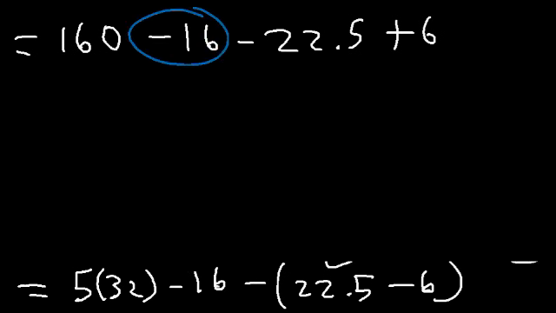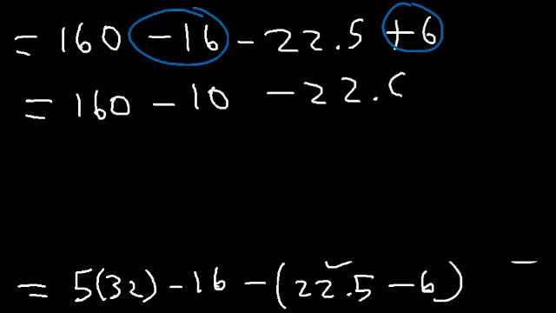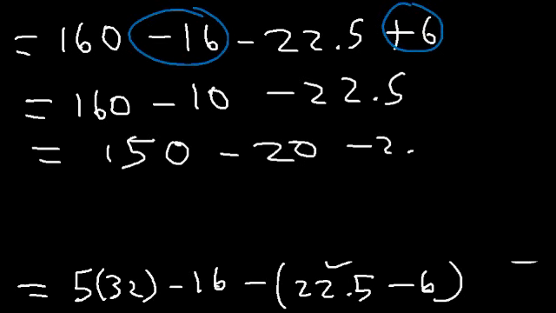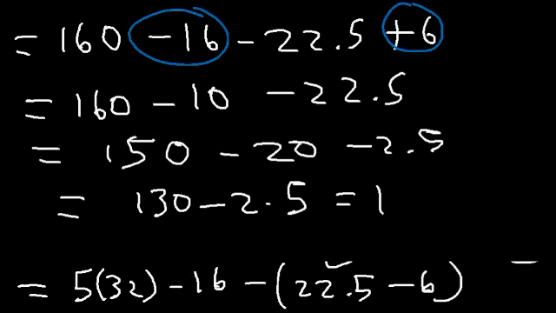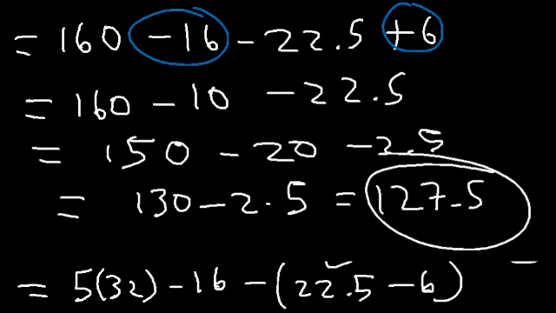Negative 16 plus 6 is negative 10. And 160 plus negative 10 is 150. Now 22.5, you can view it as 20 and 2.5. 150 minus 20 is 130, and 130 minus 2.5 is 127.5. So this is the final answer.